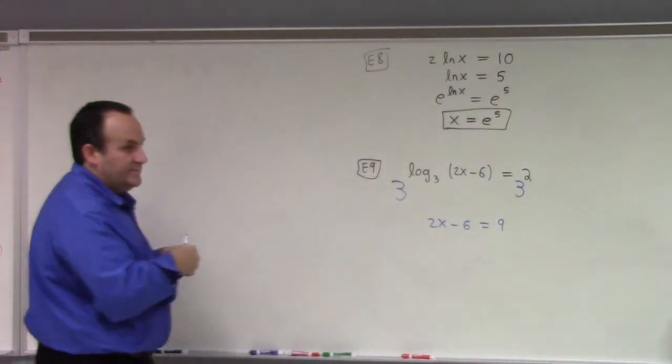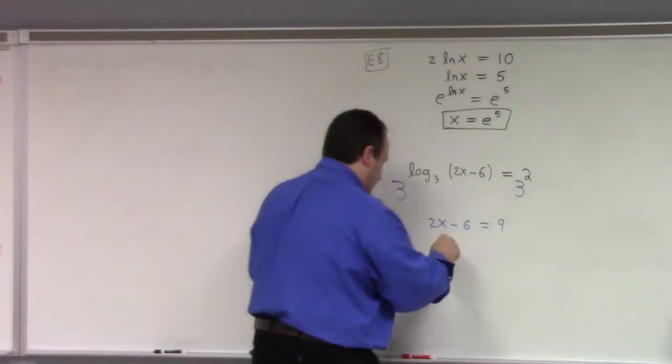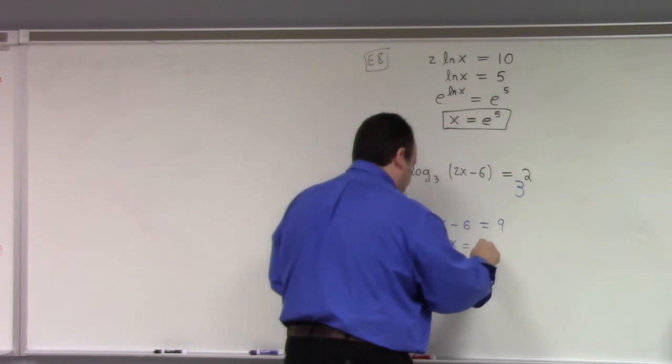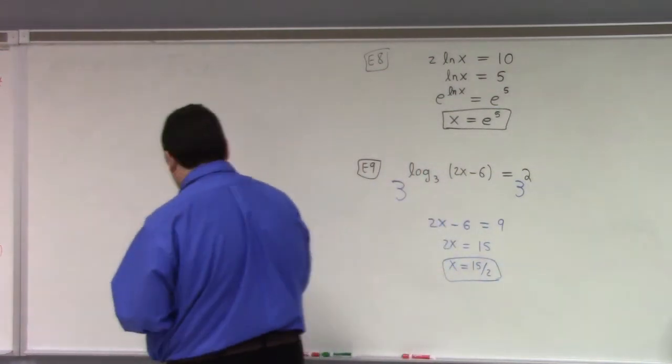And then we solve that, right? Week 1 of this course. So, 2x equals 15. x equals 15 over 2. So there you have it. That's how that goes.